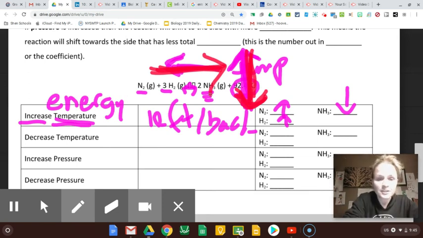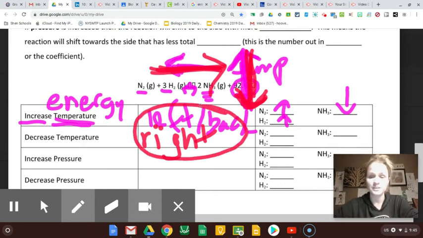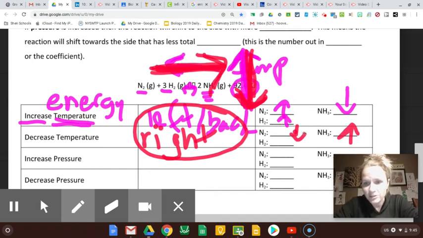So if more of that reaction's happening, we're always going to do these in two steps. Okay, what way is it shifting, and then who's being made and used up. So we got, okay, which way is it shifting? Now who's being made and used up. So for shifting right, that means that NH3 is being made, and these two guys are getting used up.